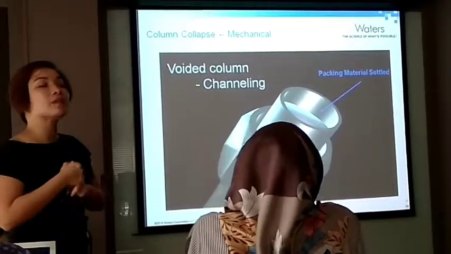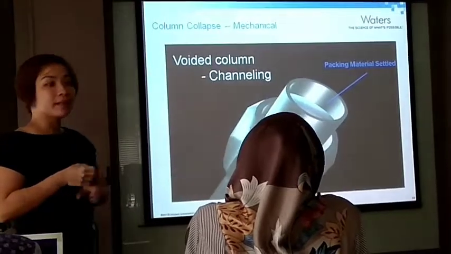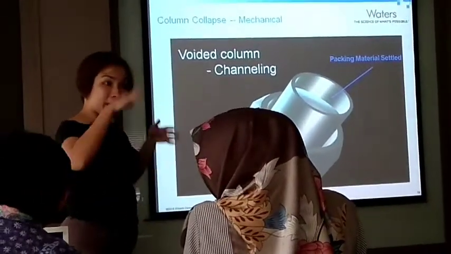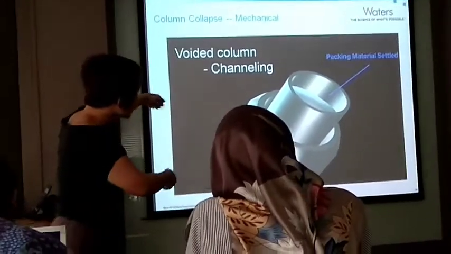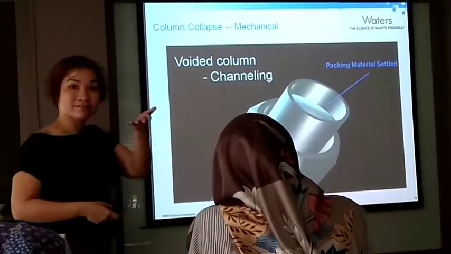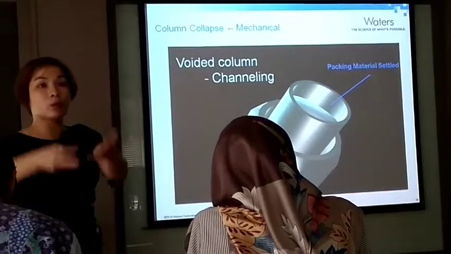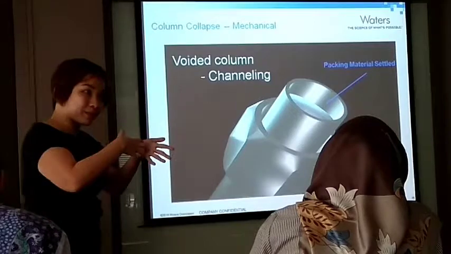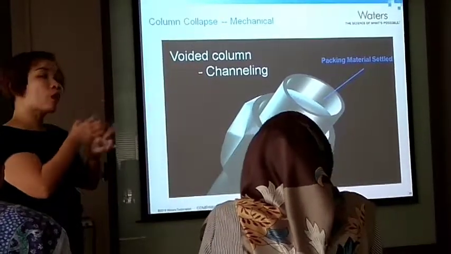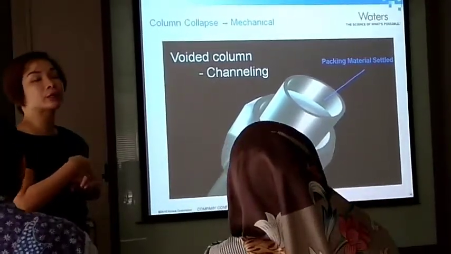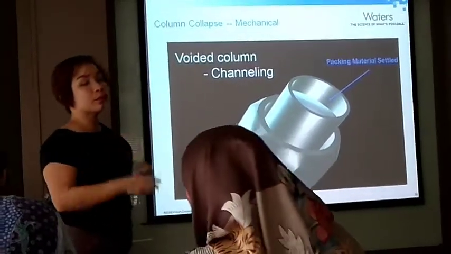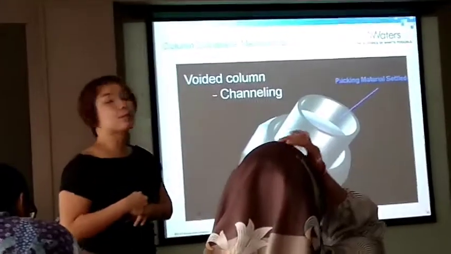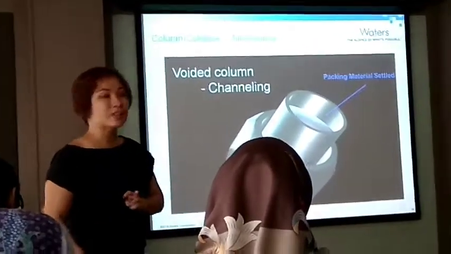Second, the wrong pH. Some columns cannot withstand high pH. If you run this column with high pH, the powder will dissolve and come out from the column into your mobile phase, and that is where the material will collapse. So wrong pH, wrong pressure. Always check your column user manual for the correct pH and the correct pressure to use.